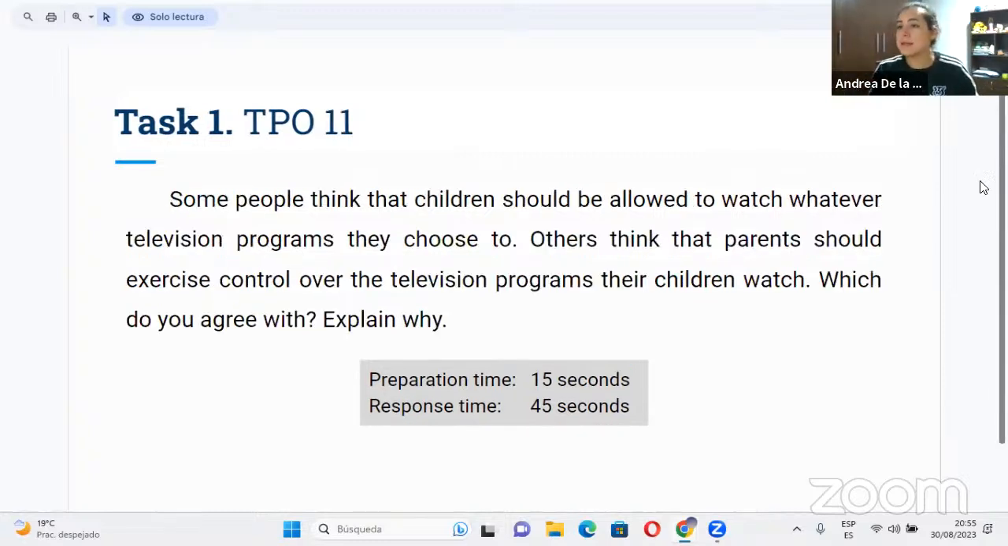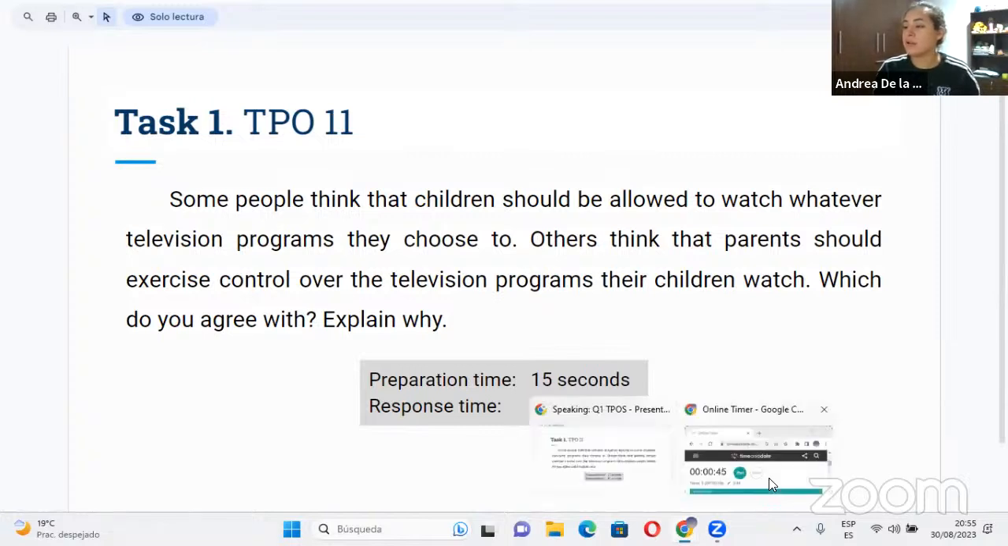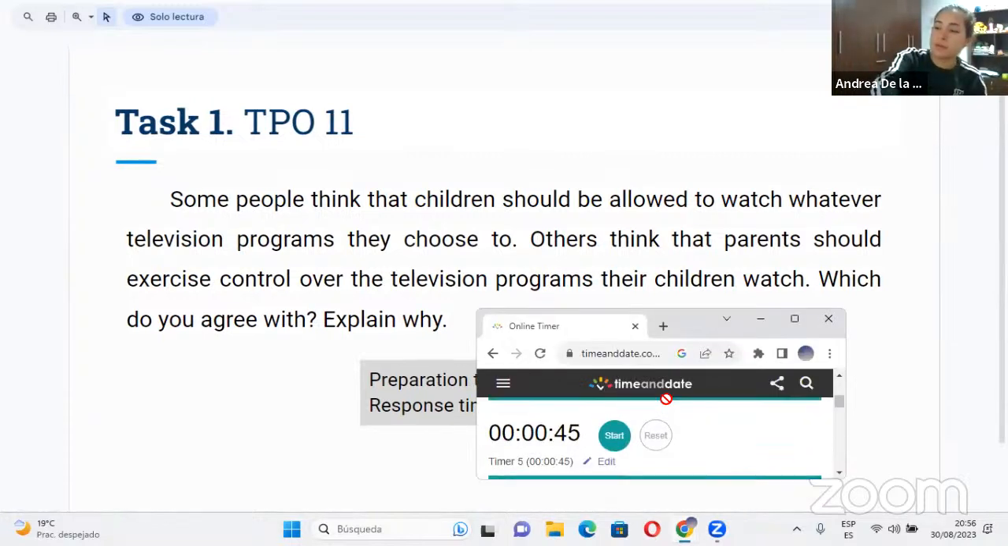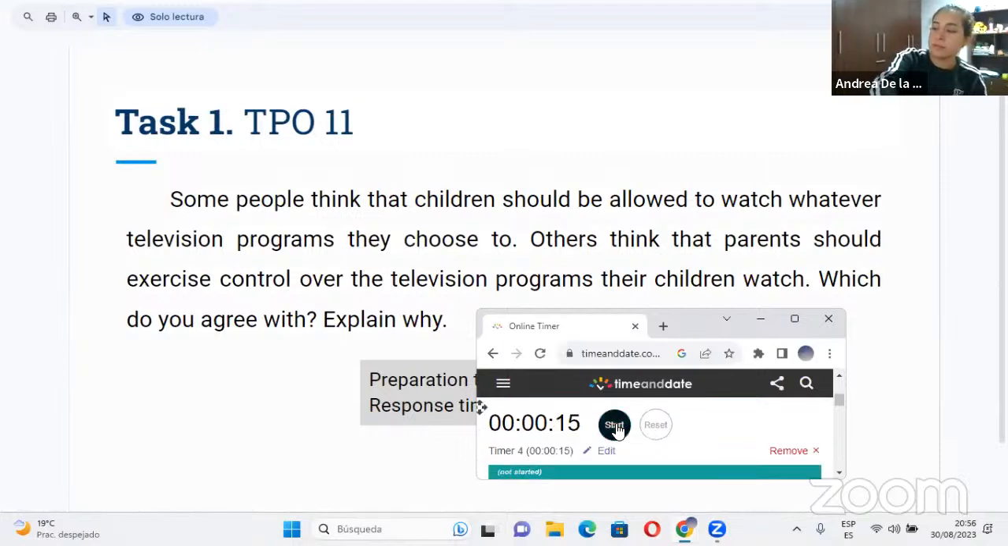The question here says, some people think that children should be allowed to watch whatever television programs they choose. Others think that parents should exercise control over the television programs that their children watch. Which do you agree with? Explain why. Now you guys will have 15 seconds to prepare your responses.